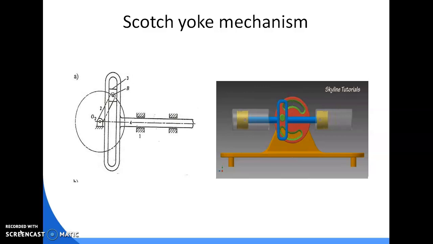The fixed link 1 guides the frame. Here we can see the fixed link is link number 1. The link 2 is the crank that is rotating about point A. Link 3 is the slider which is sliding in between the frame, and link 4 is reciprocating.